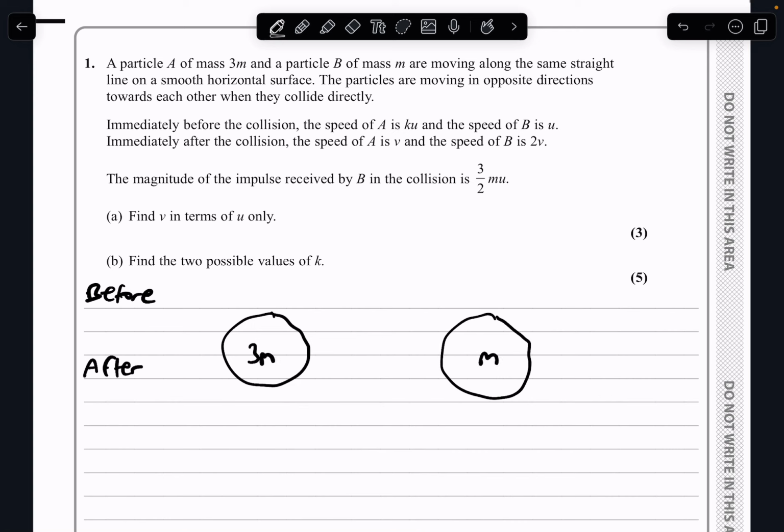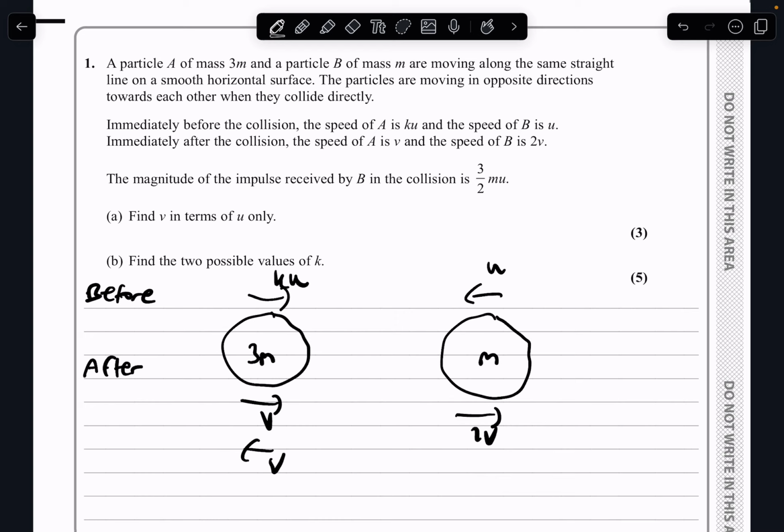Alright, let's continue reading. Moving in opposite directions. Well, before, this will be one way, that's going to be the other way. And then as they collide, they'll both be going in the same direction. Immediately before the collision, the speed of A is ku and the speed of B is u. Okay, so don't keep reading, let's write down the information. Immediately after the collision, the speed of A is v and the speed of B is 2v. Now you might have v written this way around. Either is fine, just stick with one and continue with it.